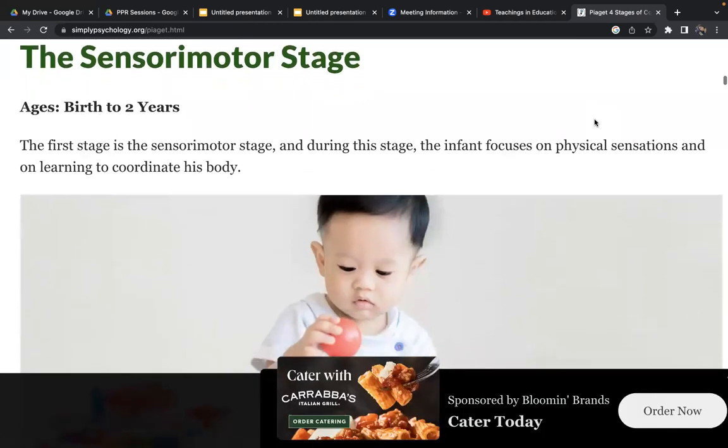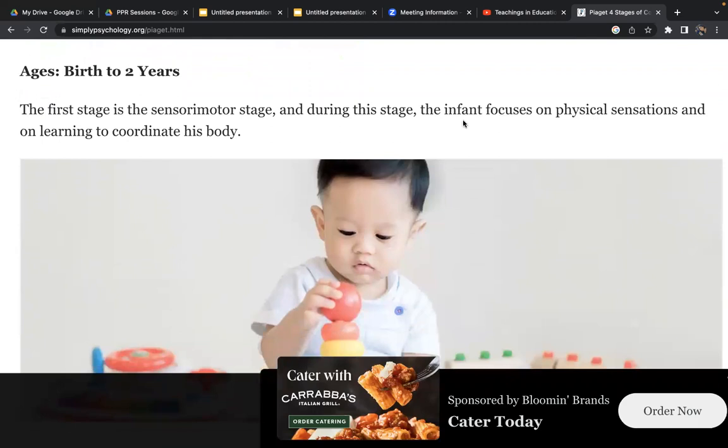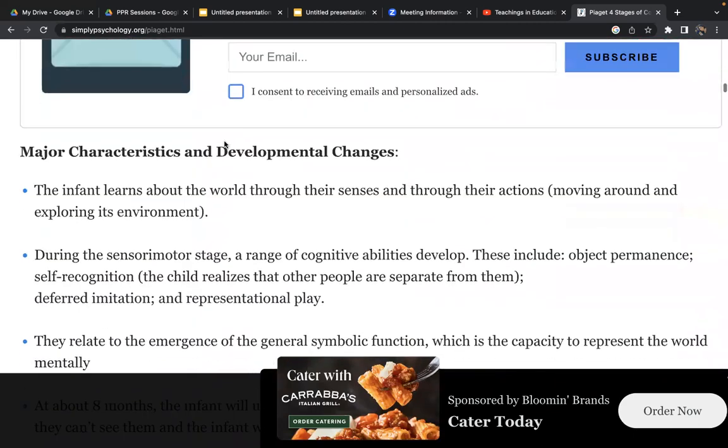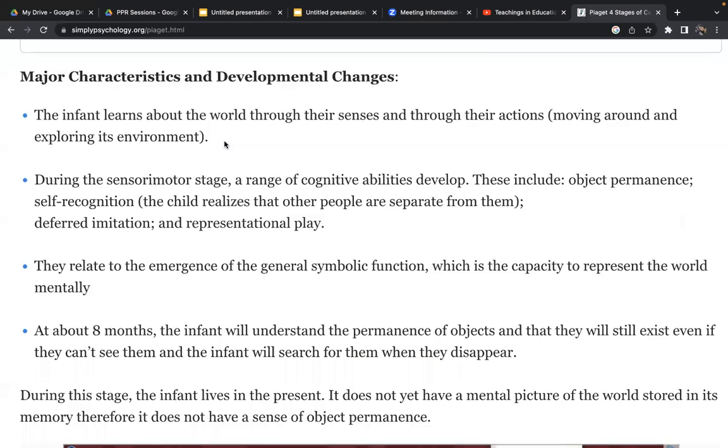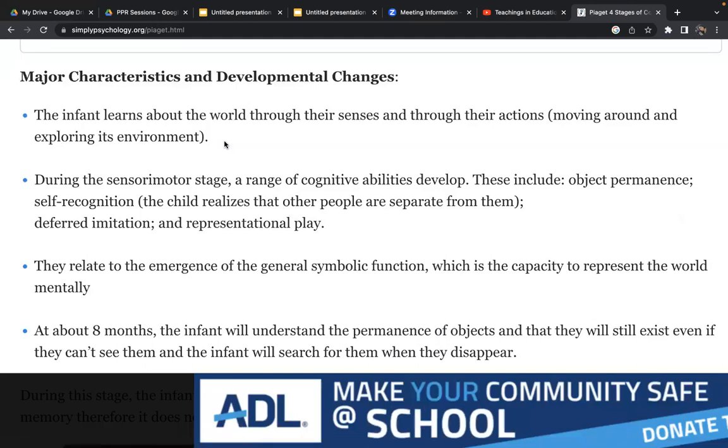So we have the sensory motor stage. First stage. During this stage, the infant focuses on physical sensations. Remember, he said senses, physical sensations, and learning to coordinate the body, getting those gross motor skills, not fine motor skills, not yet, gross motor skills, coordinating the body, the hands, the arms. Major characteristics of this developmental stage: the infant learns about the world through their senses and through their actions, moving around. So sensory motor, senses and motor. Movement around the world, exploring the world, creating experiences to gather data, to gather experience so that they can later abstract.